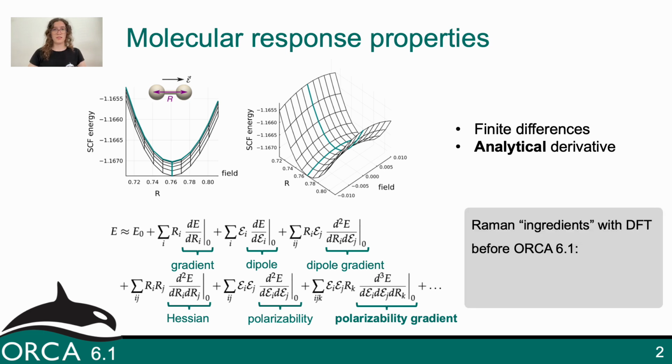If we take a look at the capabilities of ORCA for DFT methods before ORCA 6.1, we have had the analytical Hessian implemented since quite a long time. However, the polarizability gradient has only been available as a numerical derivative. So in order to speed up the calculation of Raman spectra, make it more efficient, we have decided to change that and actually implement the polarizability gradient as an analytical derivative property.